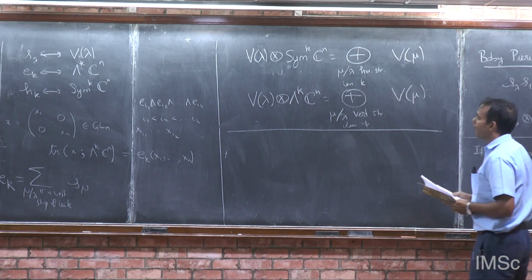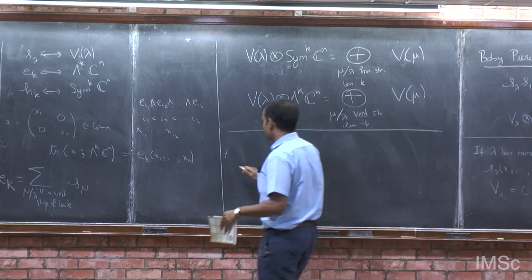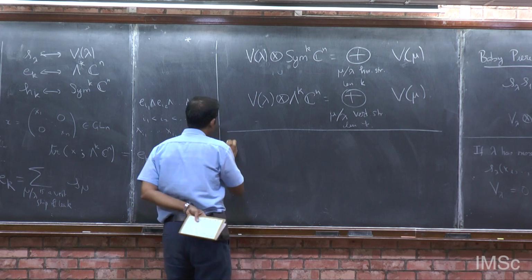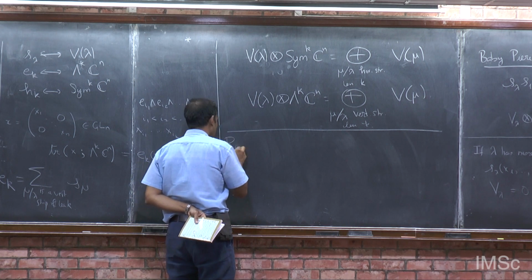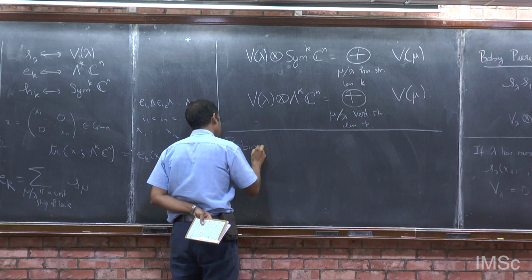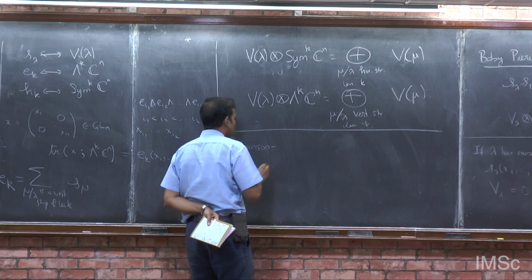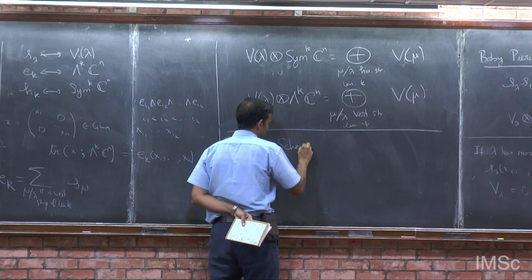Okay. And now I can introduce, also, I think Sridhar did it yesterday, there are two correspondences, the Robinson-Schensted correspondence and the dual Robinson-Schensted correspondence.